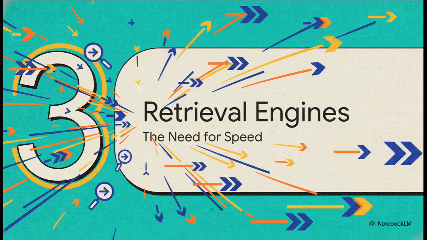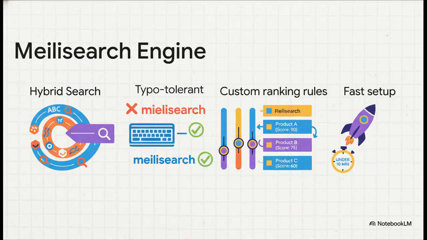All right, let's zoom in on that critical first step, retrieve. For a quick prototype, sure, a basic vector search might get you by. But in a real production application, retrieval has to be lightning fast and dead-on accurate. I mean, if you pull the wrong information, or it just takes too long to find it, the whole system just falls apart. This is exactly where a dedicated retrieval engine like Meilisearch becomes absolutely essential.